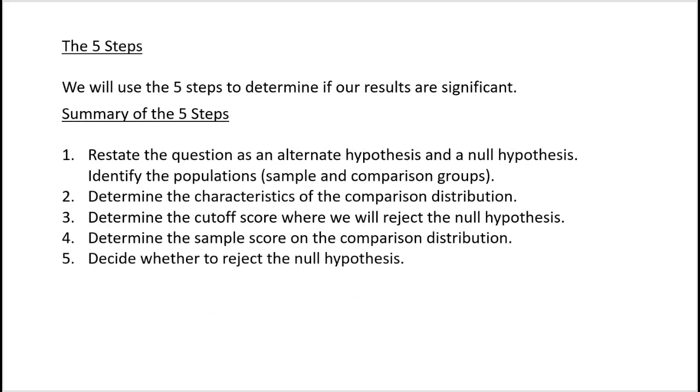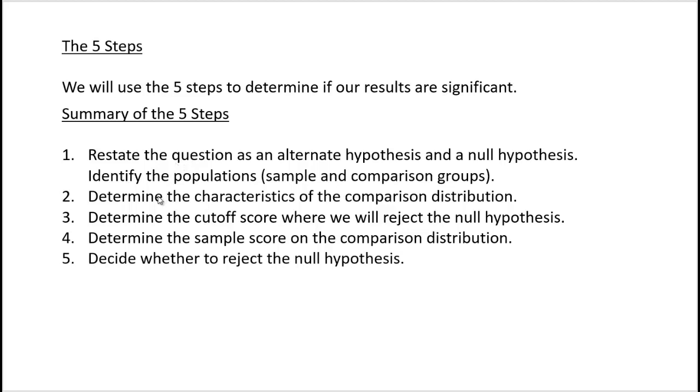In order to test our hypothesis, more specifically the null hypothesis, we're going to step through 5 steps to test. We have the summary of the 5 steps. I use the language pretty consistently, but I might not use it verbatim. So here's what we do. We restate the question as an alternate hypothesis and a null hypothesis, and we identify the populations, which is known as the sample and comparison groups. So every alternative and null hypothesis has a research question. So we're going to restate the research question, and then we're going to create a null and alternative hypothesis.